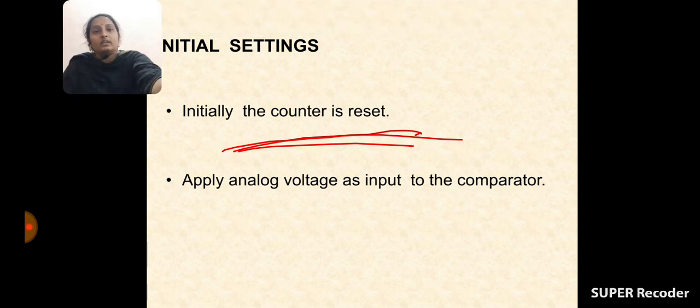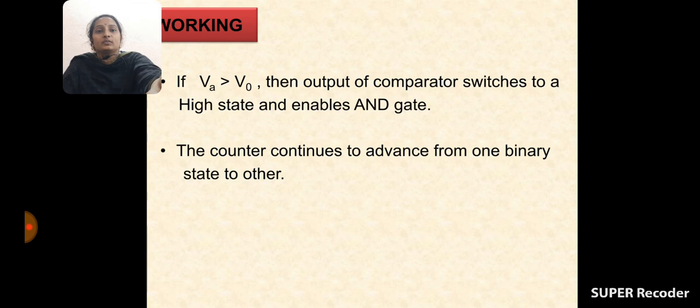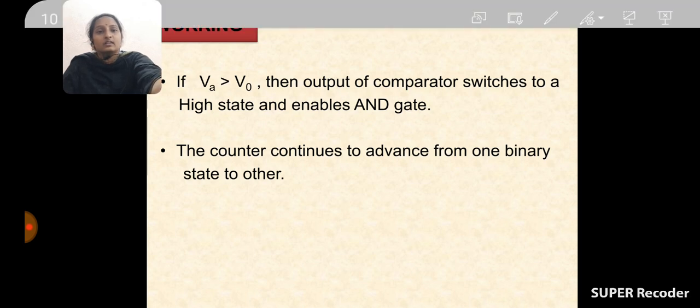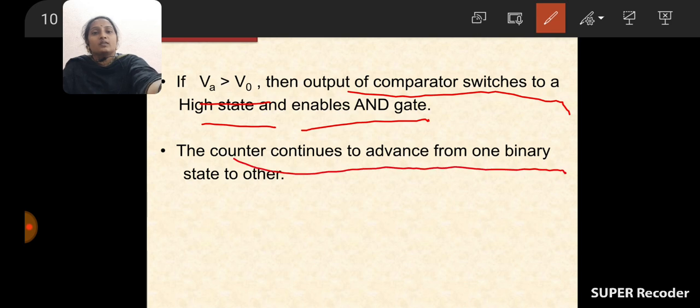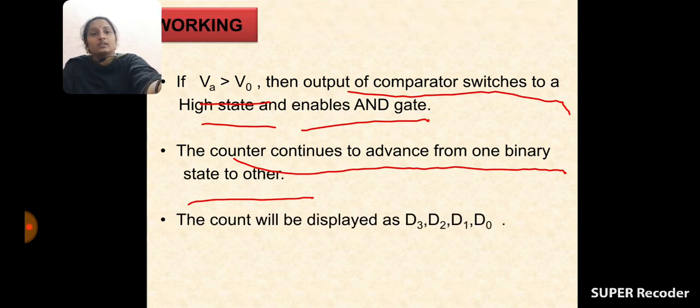And coming to the operation, already I told you, if VA is greater than 0, the output of the comparator switches to a high state and enables the AND gates. When the AND gate is enabled, it acts like a short circuit and it will allow the clock pulses. Now the counter continues to advance from one binary state to another according to the number of clock pulses it received. And the count is displayed as D3, D2, D1, as already told.